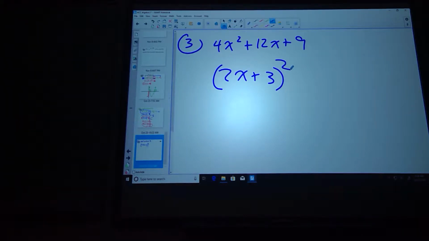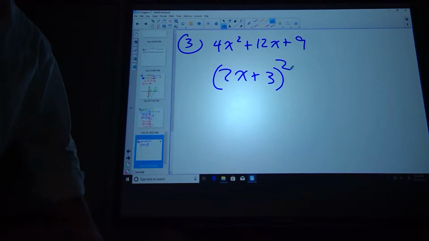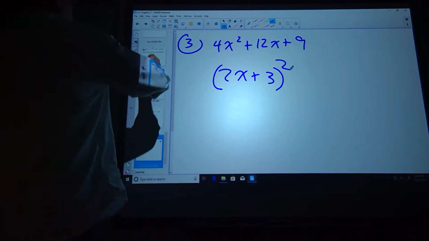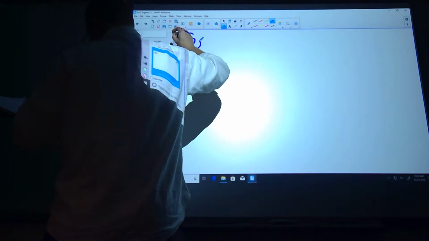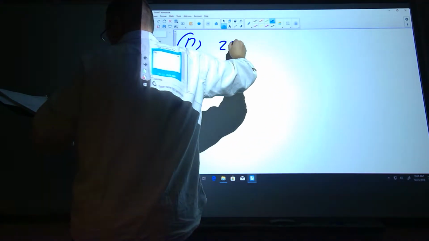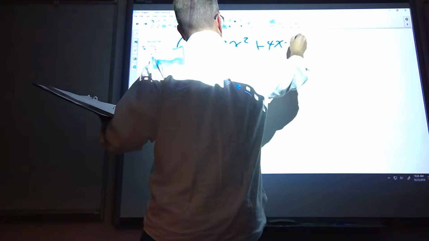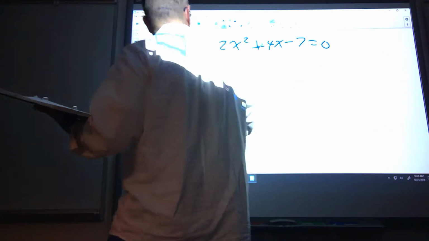We do 17. Is that okay? Is that what you asked for? Yeah. 17. 2x squared plus 4x minus 7 equals 0.